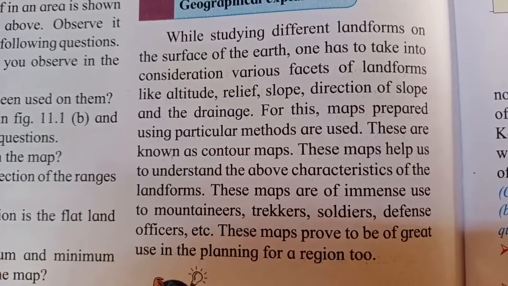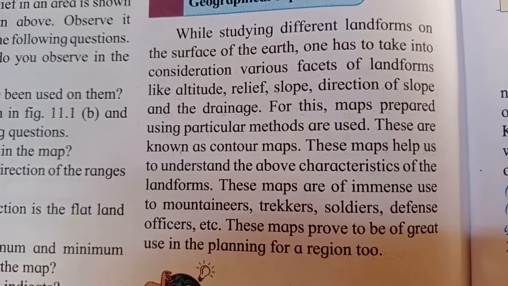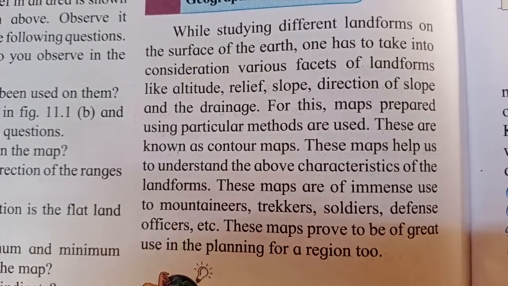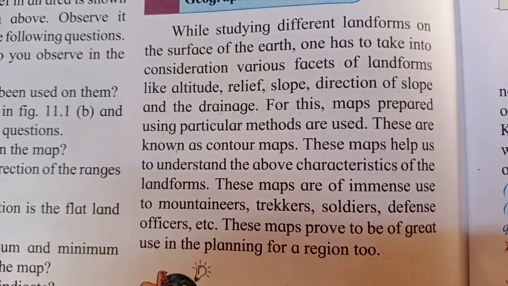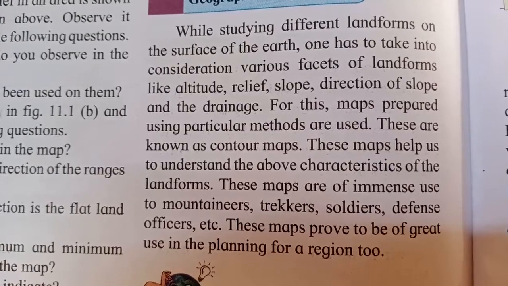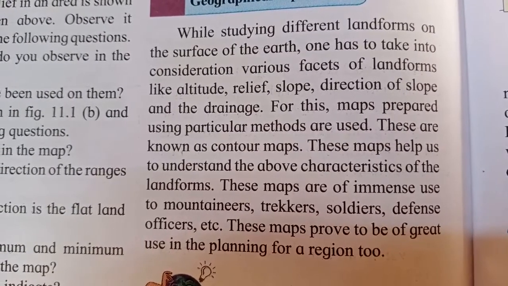For this, maps prepared using a particular method are used. So there are different maps which are prepared by different methods. These are known as contour maps. These maps help us to understand the above characteristics of the landforms.